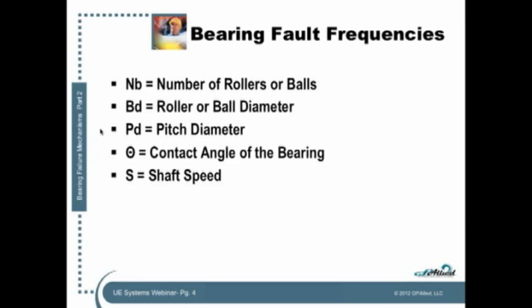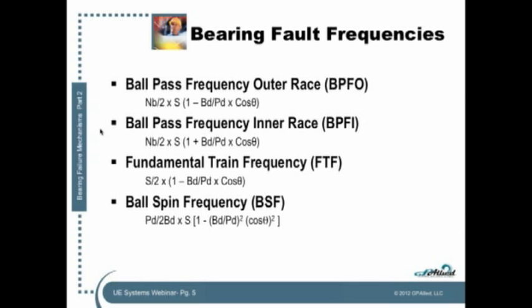Sorry about that, folks. Here's the information we need about the bearing: the number of rollers, ball diameter, pitch diameter, contact angle, and shaft speed. This probably makes a lot more sense now that you can see my slides move. All right, so there's the equations. Like I said, we're not going to go into them in any great detail, but NB means number of balls, S means speed, BD means ball diameter, PD means pitch diameter, and cosine theta just means cosine of the contact angle of the bearing.